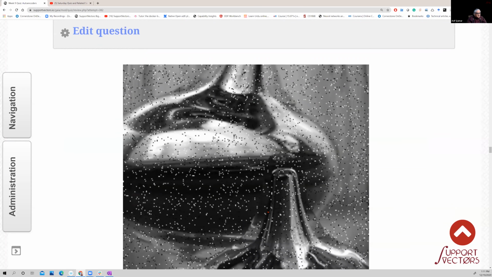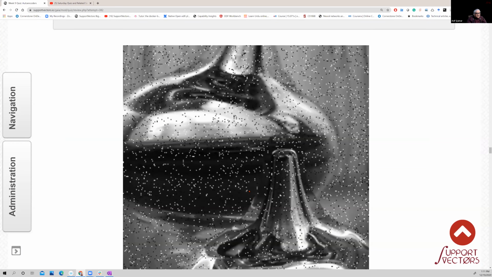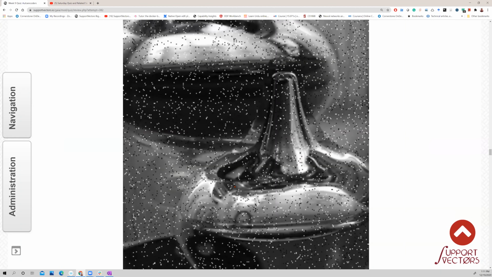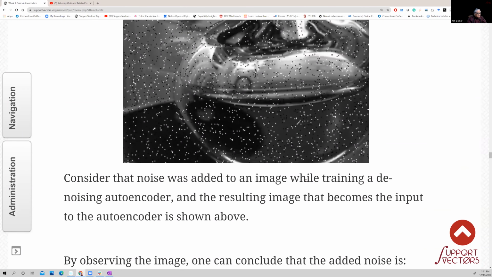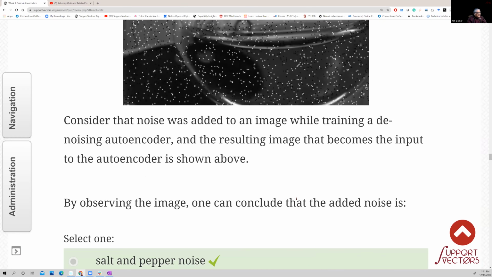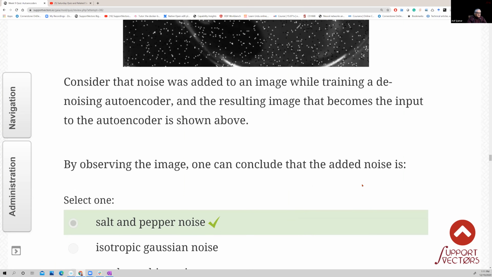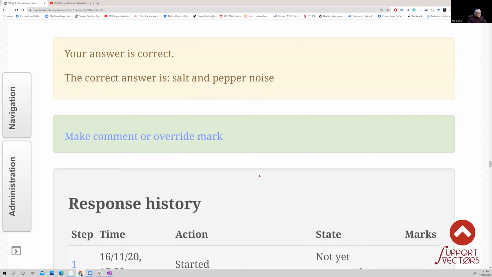Now, if you look carefully at this, what is the nature of that noise? Can you tell? It is clearly black and white, isn't it? Definitely salt and pepper, the classic signature of salt and pepper. And consider the noise that was added to the image while training a denoising autoencoder, and the resulting image that became the input to the autoencoder is shown below. By observing the image, we can conclude that the added noise is salt and pepper.